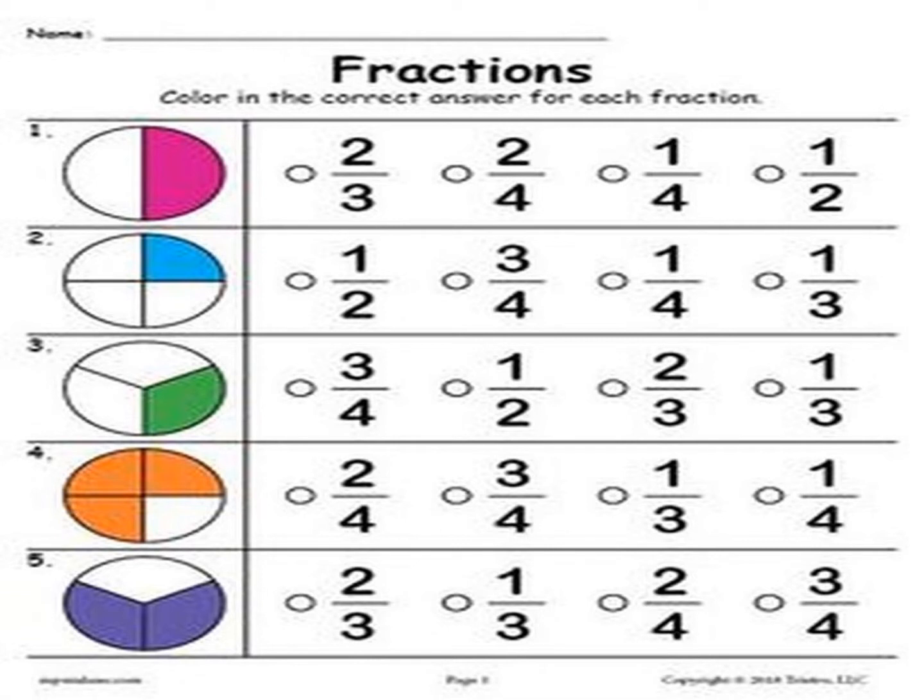Color in the correct answer for each fraction. Look at question number 1. We have a circle with 2 equal parts, one of them colored, so the fraction should be excellent, 1 over 2 or half.